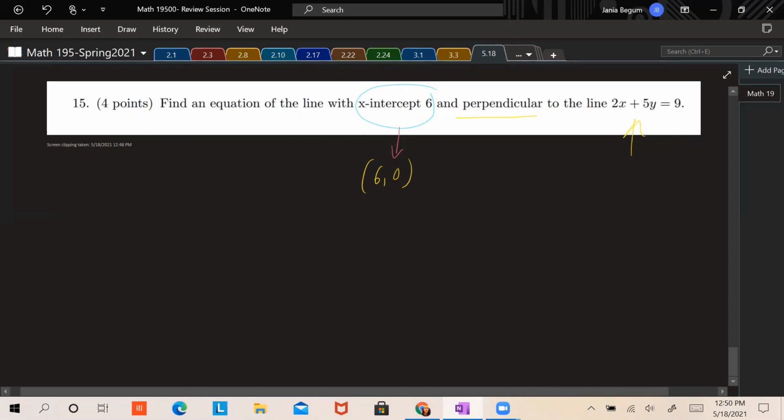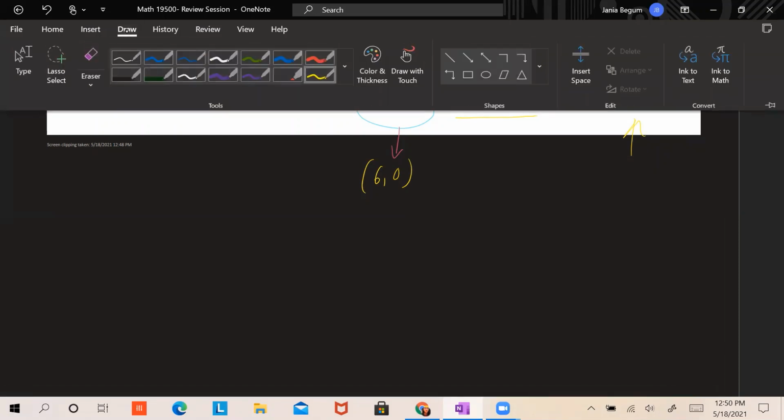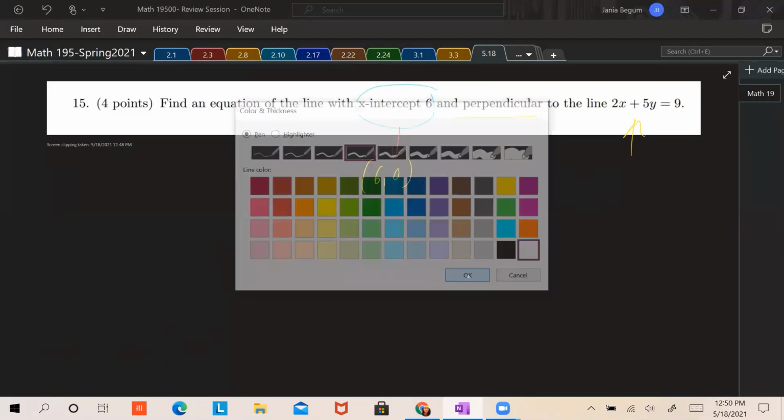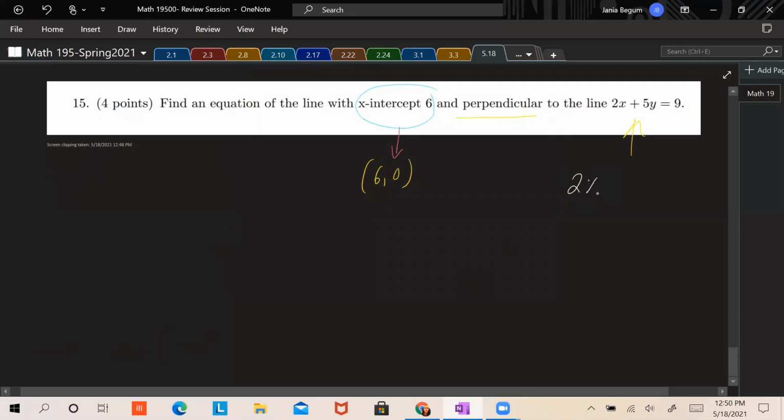We want the slope to be perpendicular to this given line. So let's go ahead and find the slope of this line, and then we're going to negative reciprocate the slope. Okay, so that's the idea. So let's go ahead and do that. So I'm going to use white. So we have 2x plus 5y is equal to 9.